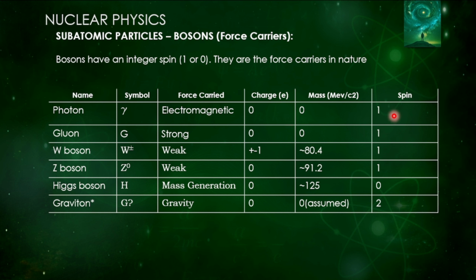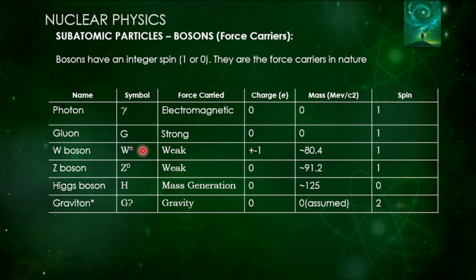The spin is 1. Gluon, G: the force carried is the strong nuclear force, because it is the gluon that holds a nucleus together, and it is the gluon that holds the different lower level subatomic particles, such as the quarks, together to form protons and neutrons. The charge is 0, mass 0, and spin is 1.